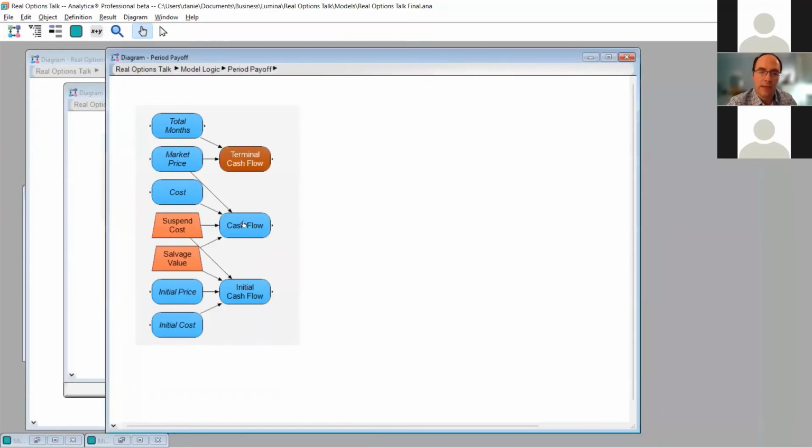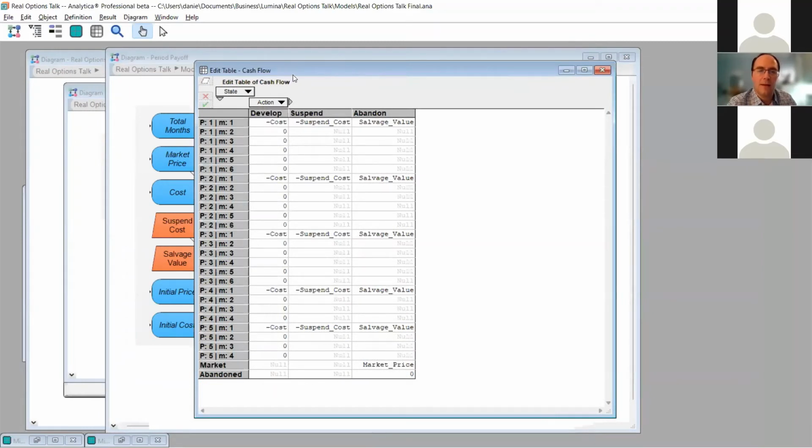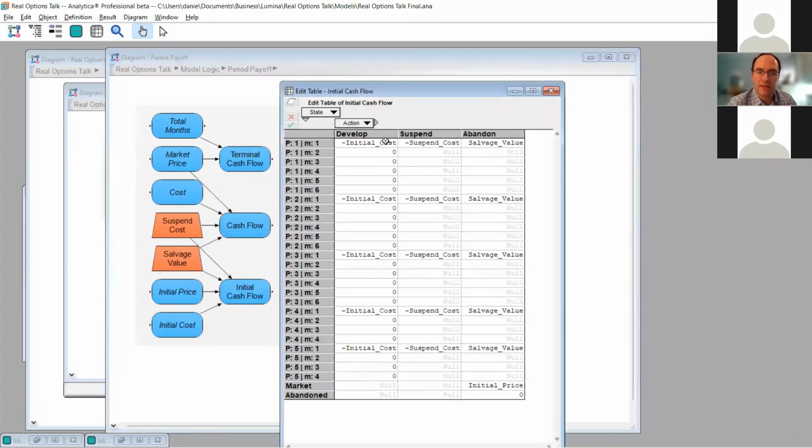And then at each period, these are the cash flows in each period. If we choose develop, then we will experience a cost. If we choose suspend, then we have to pay a suspension cost and, of course, a salvage value. And then if we're, again, in the market state, we get the market value. And we also have the same for an initial period, although this is not stochastic because the initial price is not stochastic.